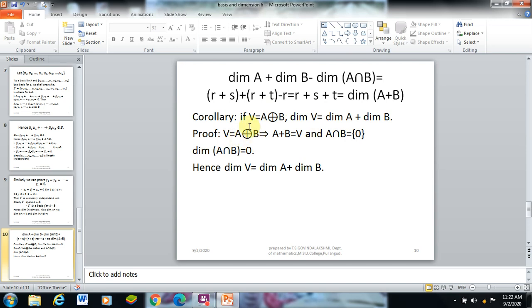V equal to the direct sum of A and B implies, using the definition of direct sum, that A plus B equals V and A intersection B equals the singleton set {0}. Here A intersection B equal to the singleton set {0} means the dimension of A intersection B equals 0. Hence the dimension of V equals the dimension of A plus the dimension of B. Here this intersection is 0, so we substitute that term. Hence the result. Thank you.